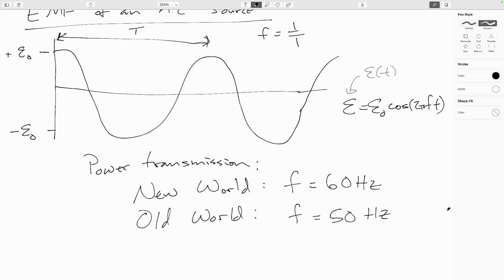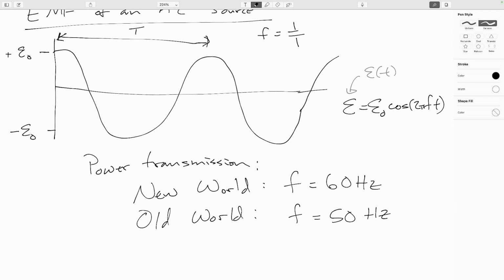It would have been nice if there had been more communication across the planet when this stuff was being set up, so we could have just picked one value, and for that matter, come up with one way of transmitting power. But that's what we've got.